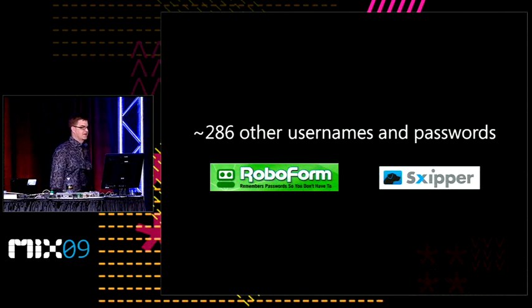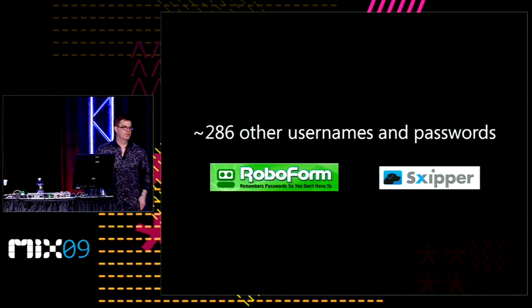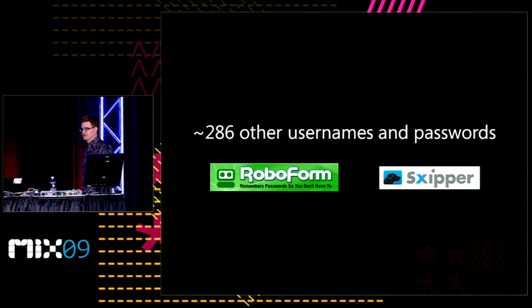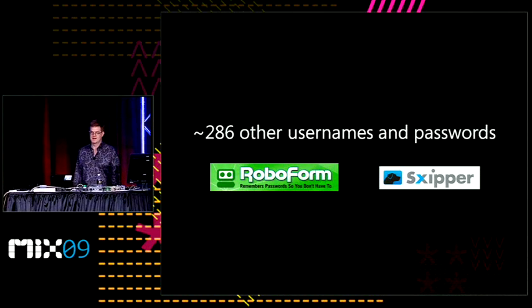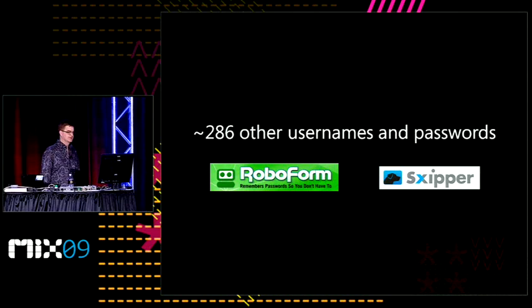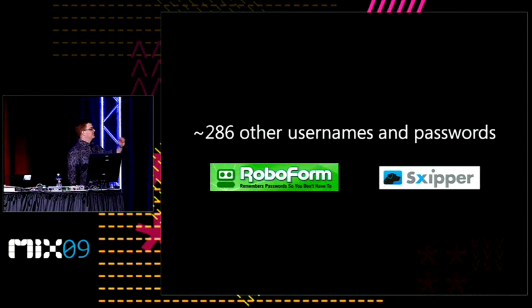286 different username and password combinations. Now, how do I know I've got 286 of these things? Well, I use a tool called RoboForm and another tool called Skipper. Dick Hart, now a new member of Microsoft, is obviously intimately involved with Skipper. Both of these are really cool tools. They allow you to basically forget all of your passwords. They're a little bit different. They're not equivalent.